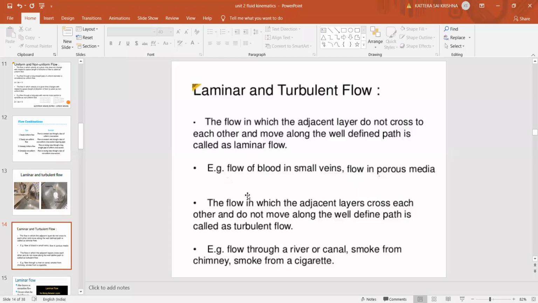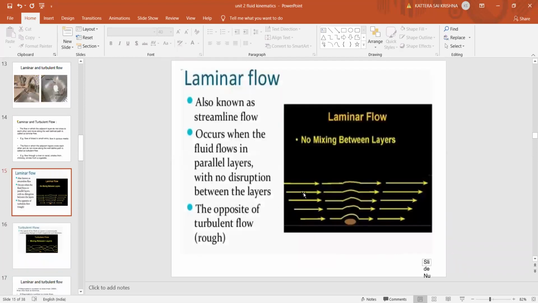Next, turbulent. The flow in which the adjacent layers cross each other and do not move along a well-defined path is called turbulent flow. Examples: flow through a river or canal, since the fluid particles move randomly, so they won't be parallel to each other. They'll move in a zigzag manner. Smoke from a chimney will not go in a straight path, and smoke from a cigarette is also an example of turbulent flow.